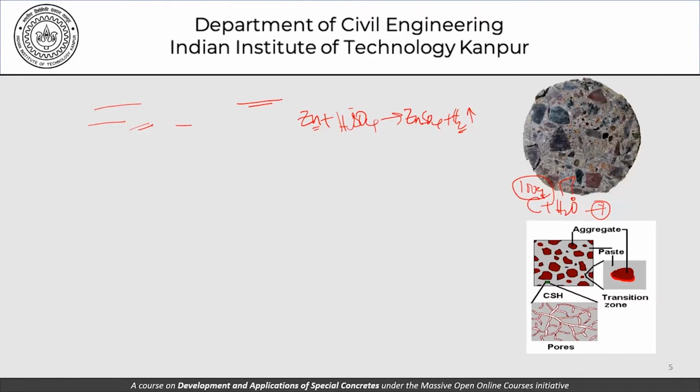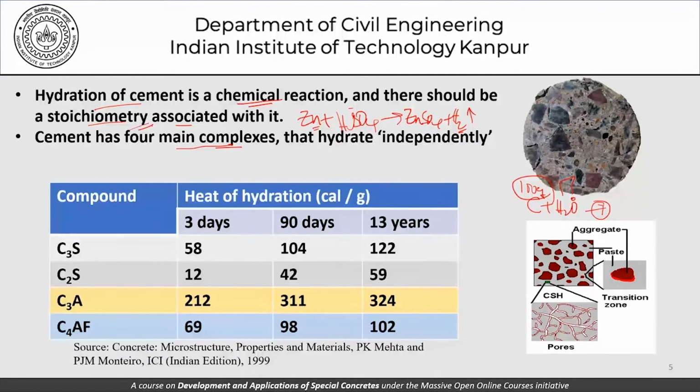To answer that question, let's understand what cement is made up of. Cement is made up of 4 main compounds and they hydrate almost independently. This picture tells you these 4 compounds: tricalcium silicate, dicalcium silicate, tricalcium aluminate, and C4AF, that is the tetracalcium aluminoferrite. All of them hydrate more or less independently. So if we go back to the previous model, here is a cement particle, part of it is C2S, part of it is C3S, part of it is C4AF, part of it is C3A, and so on.